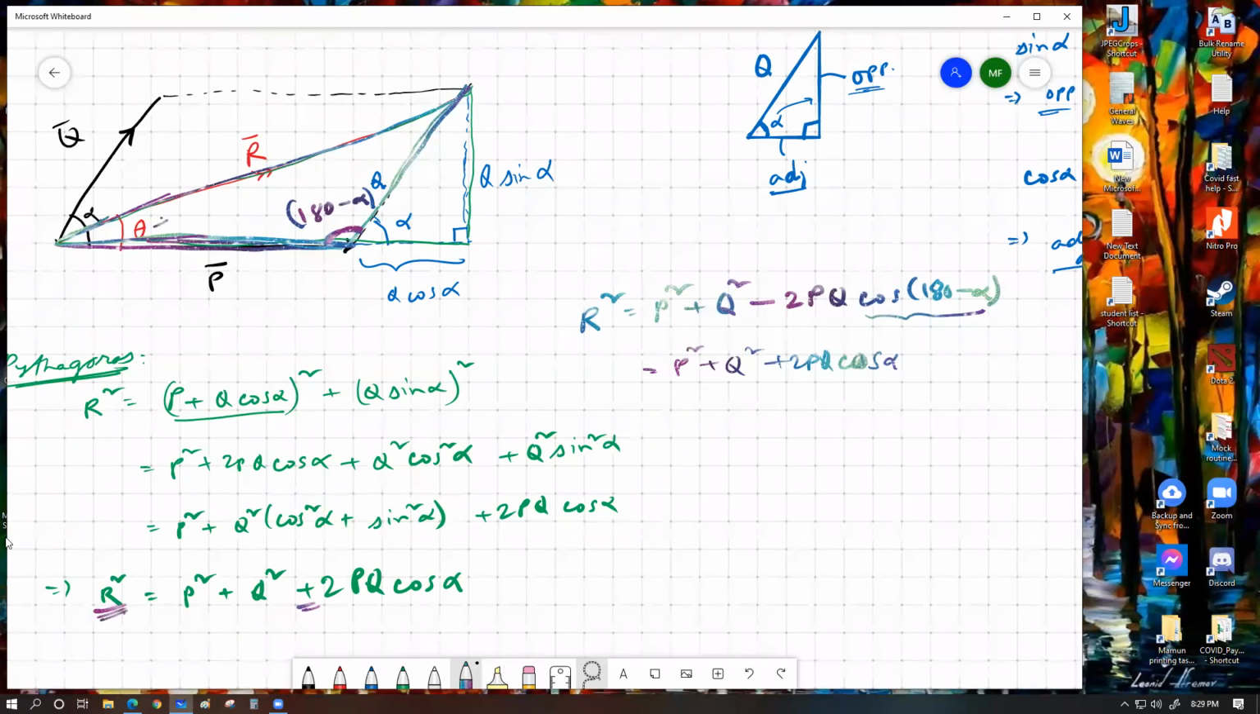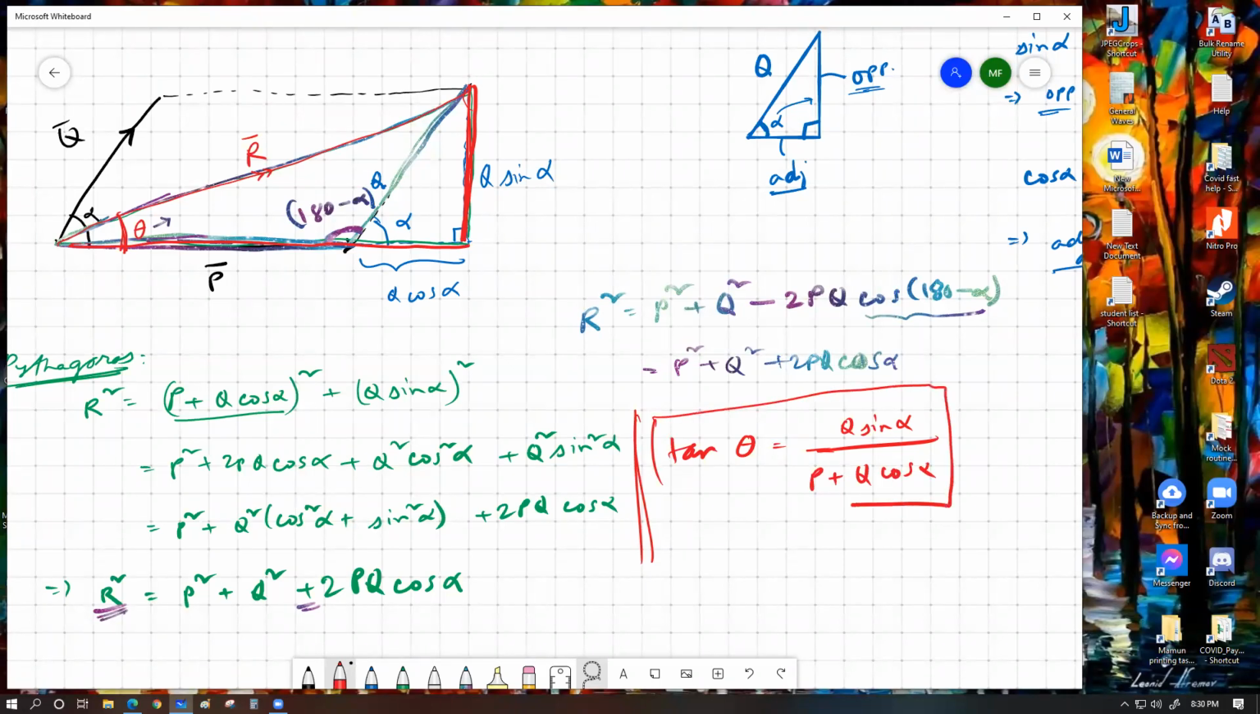How can we find out the value of this angle theta? Finding out the value of theta can prove to be pretty simple. Have a look over here. Once again, if we go for the large green right angle triangle over here, this is the theta, where this side is q sine alpha, and this side is p plus q cos alpha. So I can pretty much write that tan theta can be given by the opposite by adjacent. So that is q sine alpha divided by p plus q cos alpha. That's basically the expression for the resultant's angle. You can pretty much subject theta from here. Theta equals tan inverse of that value. So that can give you the whole expression.